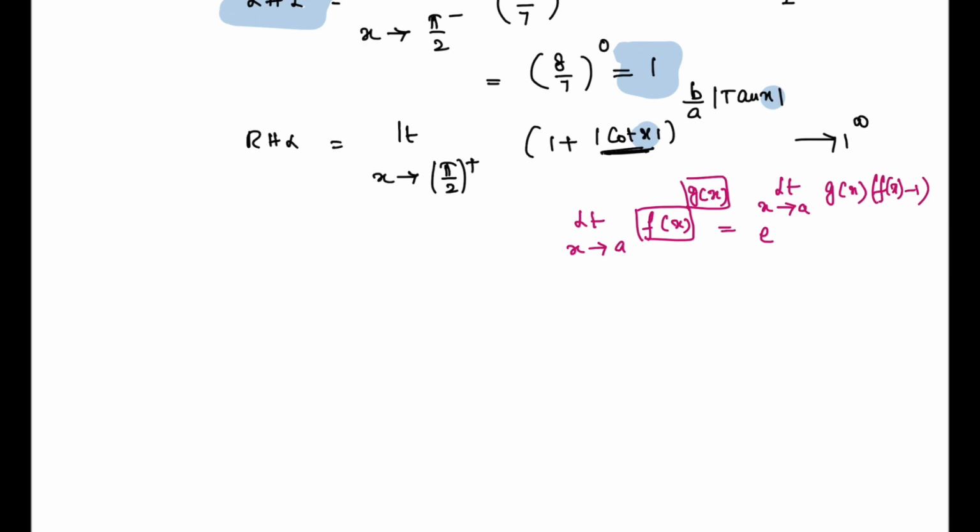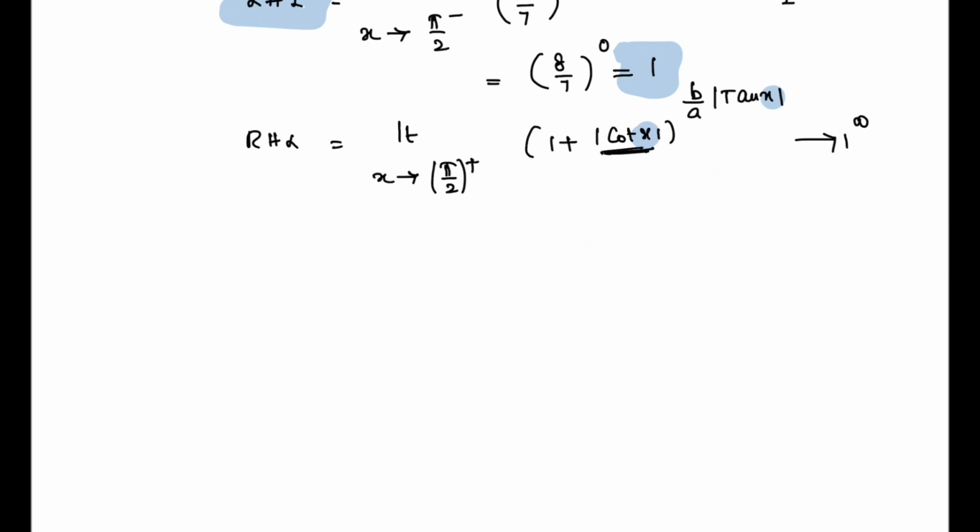So once again, the limit as x tends to a of f of x to the power of g of x you are trying to calculate, but you are getting 1 to the power of infinity. Then we simply write e to the power of limit as x tends to a, bring the power function down, that is g of x, and subtract 1 from the base function, that is f of x minus 1.